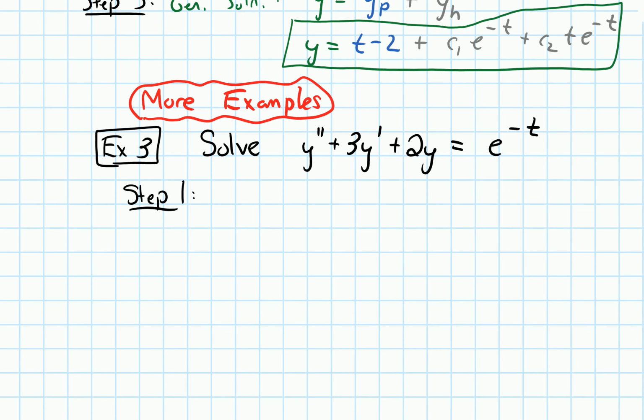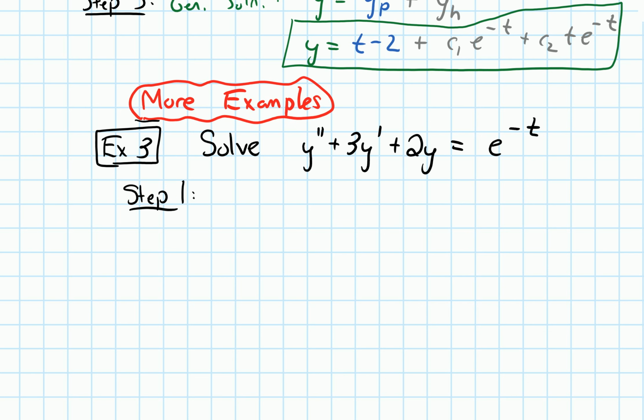In this video, we're going to do some more examples solving non-homogeneous ODEs using the method of undetermined coefficients. So I want to begin with an example right away. Let's solve y double prime plus 3y prime plus 2y equals e to the negative t.